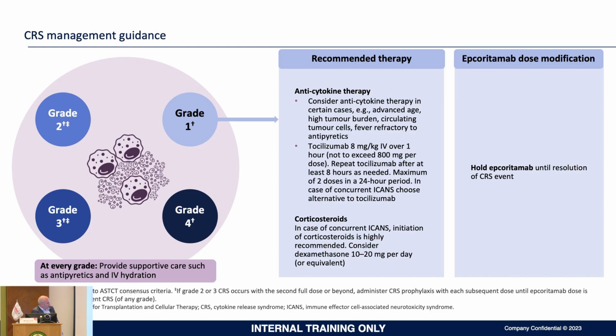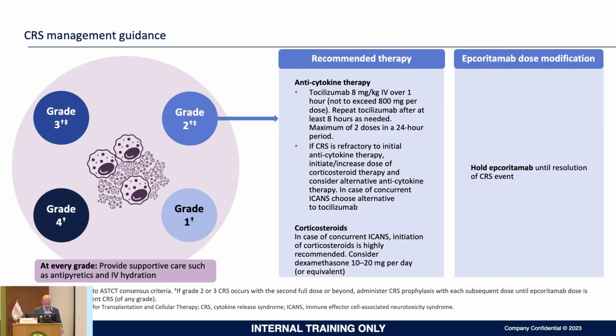In case of concurrent ICANS, consider steroids, although, as I said, bear in mind that patients will have already had steroids if they're getting it in that cycle 1. And importantly, hold epcoritamab until the resolution of the CRS event. Although actually, as I've shown you, most of these CRS events do resolve quickly, especially if you give tocilizumab. So actually treatment delays because of CRS with bispecific antibodies are quite rare.